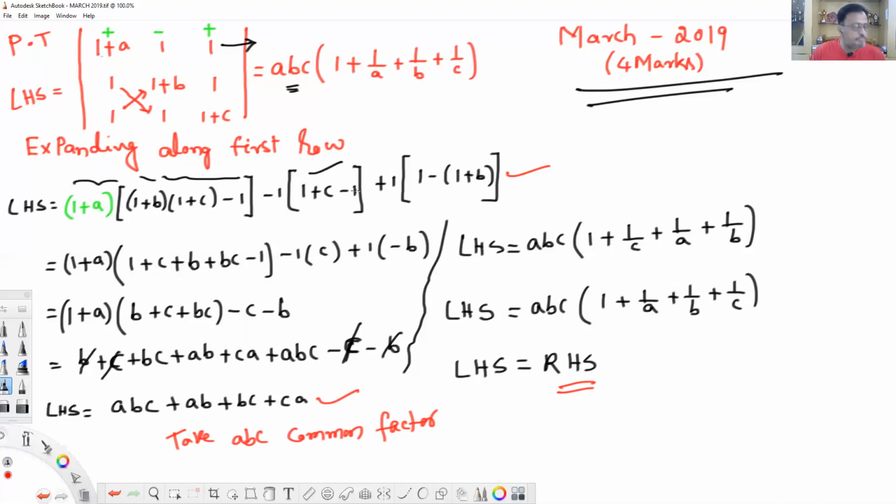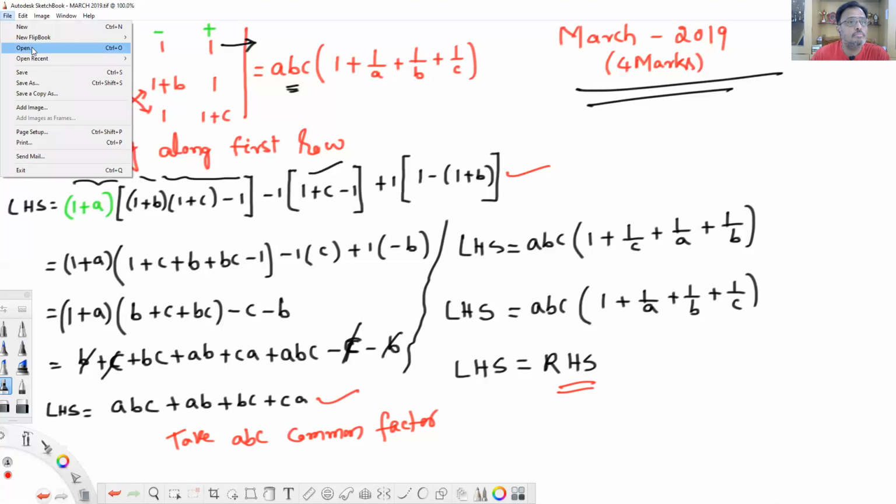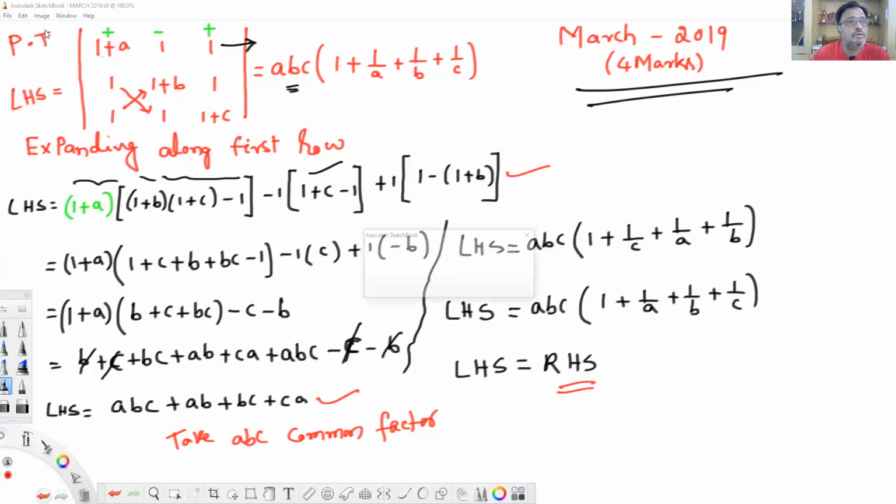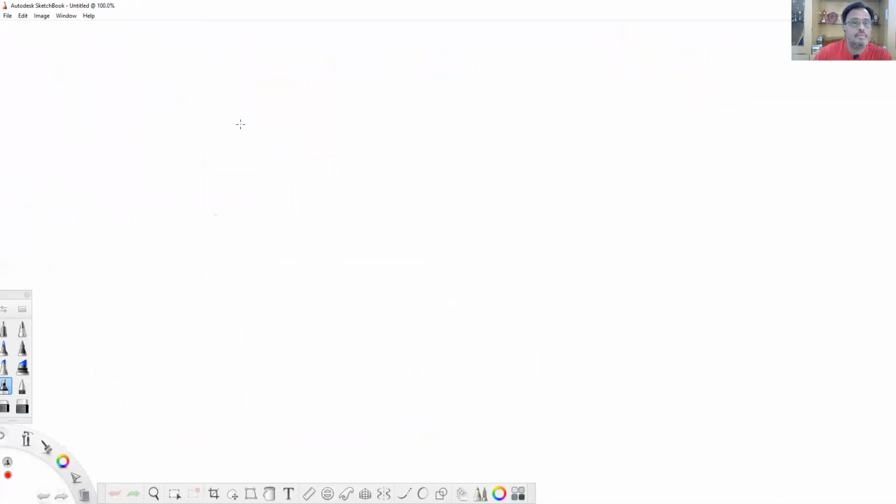So next, this was the question paper for March 2019. Now we'll go for June 2019. The June 2019 question paper, the question is like this. I'm going to write this question.